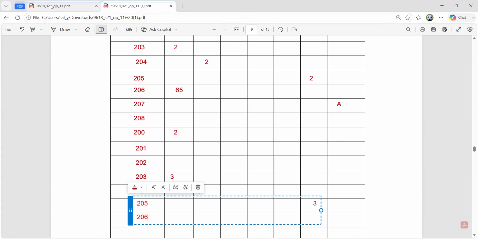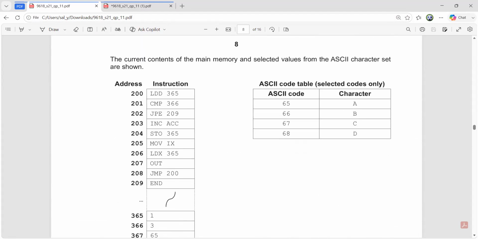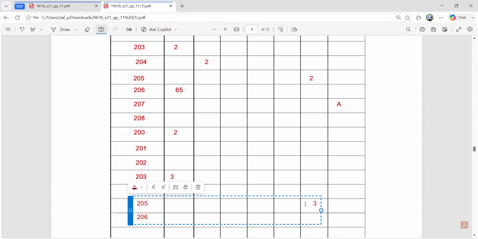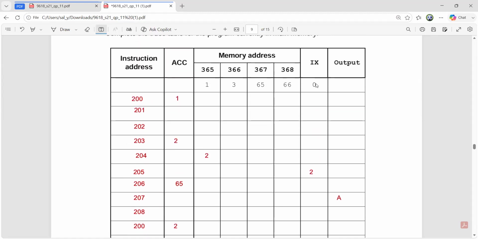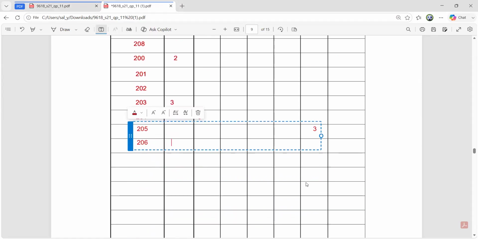So you can see it says LDX 365. And LDX 365 means 365 is the address plus the contents of IX. That makes it 368. And the contents of 368 are going to be your value 66. So that will load the value 66 into the accumulator. So your accumulator will now hold 66. Fine. I hope that this is very clear to this point, no confusions.